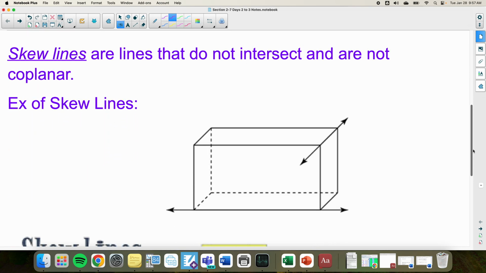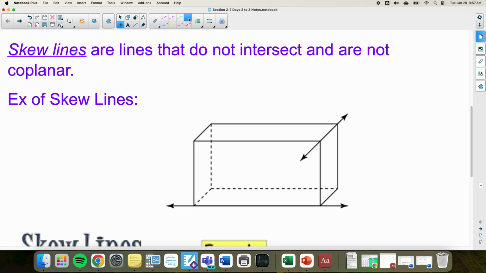Now, one thing that I do not believe you guys have done much of, if any, is talked about skew lines. Skew lines have two things that have to be true. One is they don't intersect, okay? So they can't touch at all. And they're not coplanar, which means that you can't even draw a plane through them, okay?